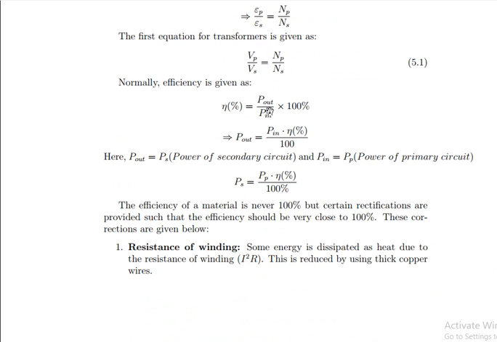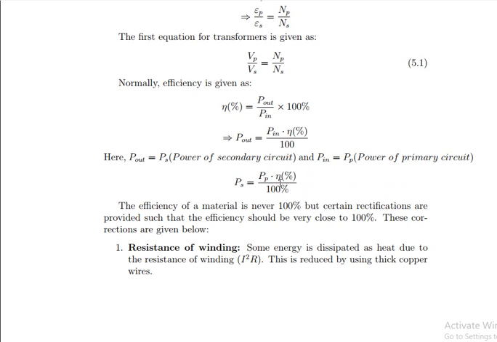Now the efficiency of the transformer is going to be given as the power output over the power input times 100%. So the power output is going to be the power input times the efficiency divided by 100%. Now the power input in the circuit here is the power of the primary circuit, and the power output is going to be the power of the secondary circuit.